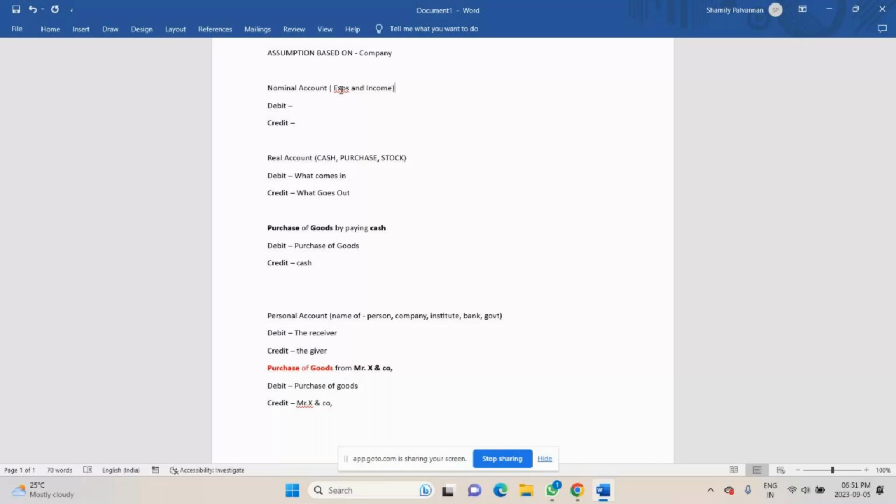So what we are doing here? In debit, all expenses and losses. In credit, all incomes and gains. Okay. So these are the three rules which we have. So let me give you an example of what we will do.